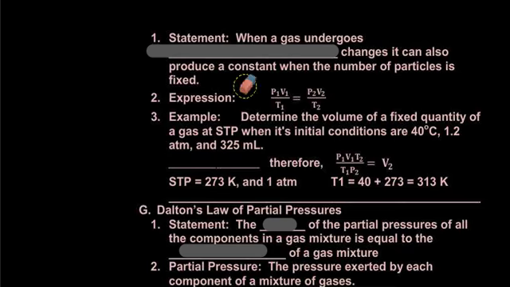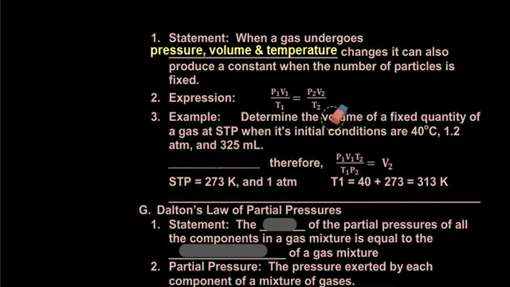The statement for Charles-Boyle's Law is the following: when a gas undergoes a pressure, volume, and temperature change, it can also produce a constant when the number of particles is fixed. And we just talked about that. If the amount of gas we have doesn't change, so the number of moles or the mass of the gas doesn't change, then this expression holds. This P1V1 over T1 equals P2V2 over T2 still holds. And here's our example.